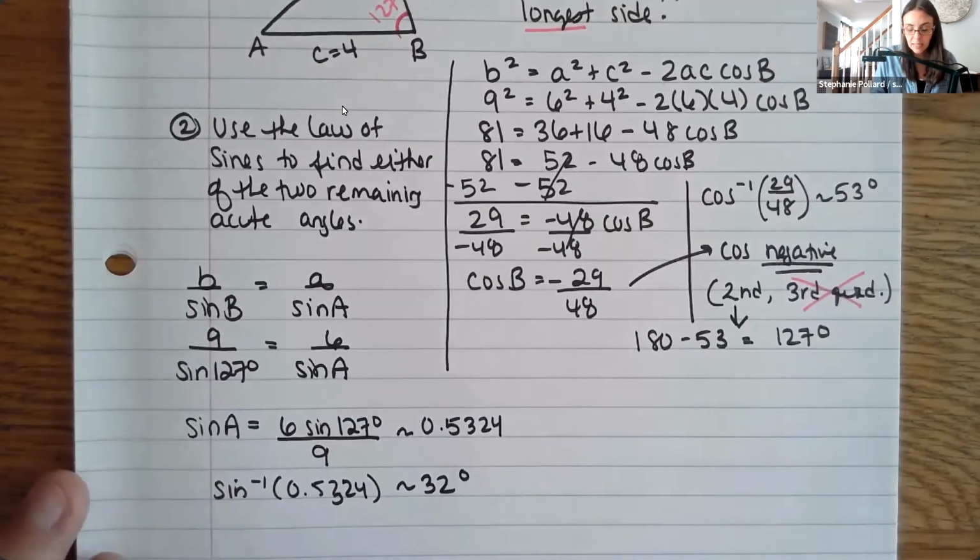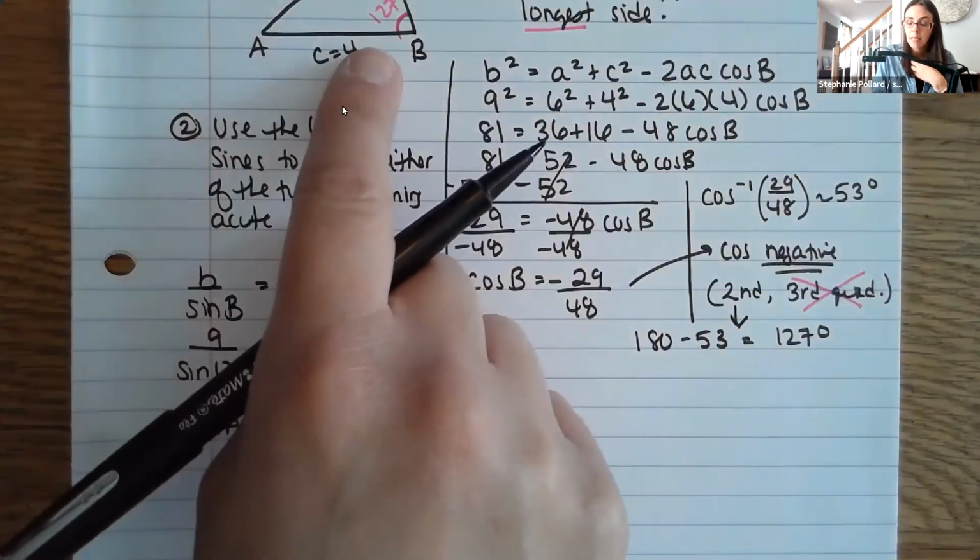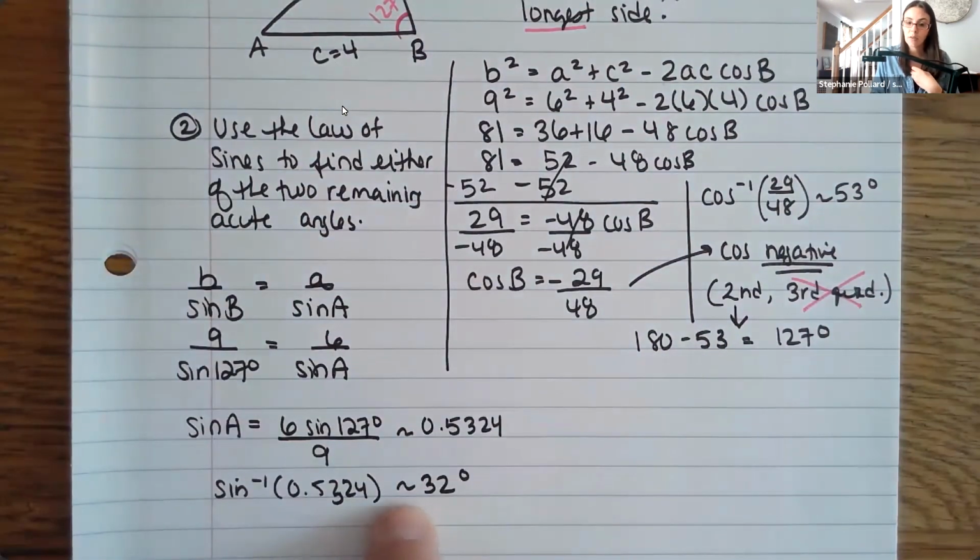Now, sine is positive here, so the first quadrant works. We also know that the two other angles have to be acute because they are smaller than the large angle. So you don't have to worry about checking the other quadrants here, even though sine is positive elsewhere, right? Just the first quadrant is going to be relevant. So that 32 degrees is fine.